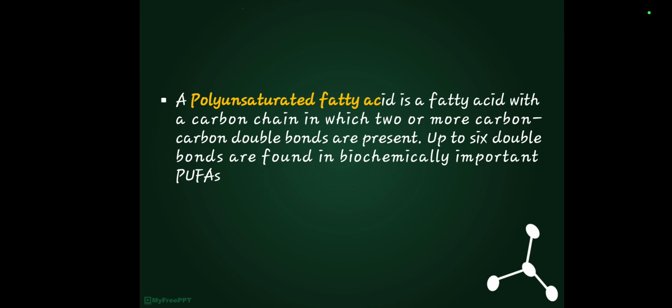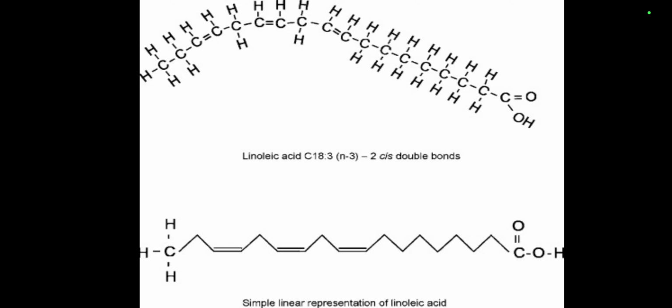Okay, moving forward now, let's define what is polyunsaturated. When we say polyunsaturated fatty acid, that explains the carbon chain in which two or more carbon-carbon double bonds are present. So up to 6 double bonds are found in the biochemical importance of PUFAs. So that explains here. So not only one double bond, but it can be 2, 3, or more.